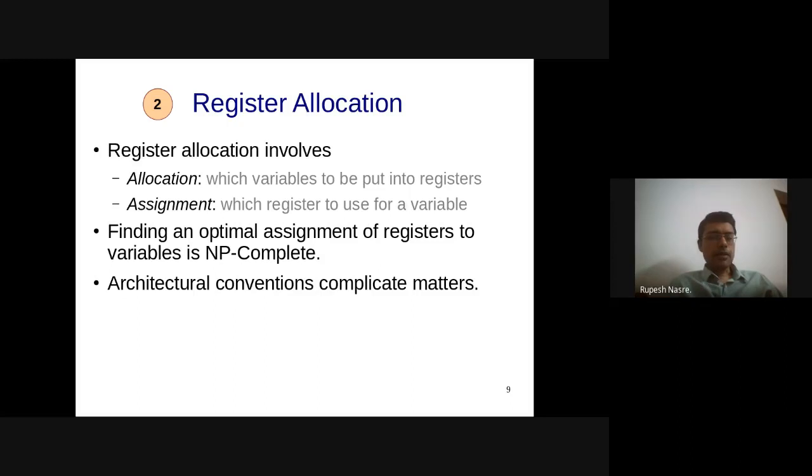And then there are architectural conventions which complicate matters with respect to register allocation. For example, as we also discussed in the previous slide, instruction selection. Some registers might be available for some special purposes, so we should not be using those. Right? So like this, there are special registers. For example, in the earlier versions of x86 architectures, we used to have some base register and then some index register.